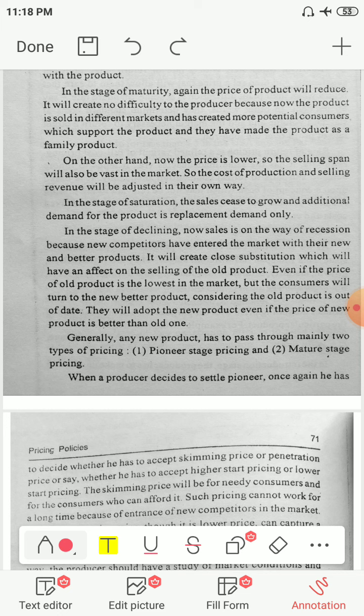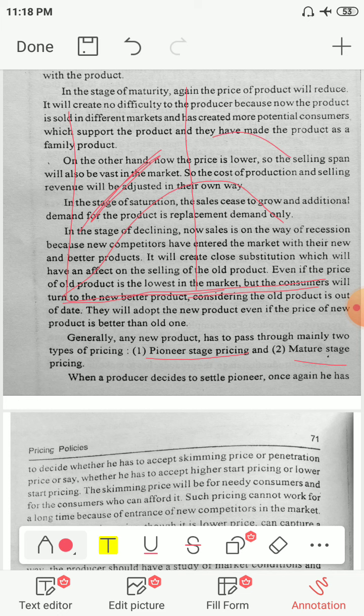Generally, any new product has to pass through mainly two types of pricing. We have done a detailed discussion on the product life cycle, but for the sake of simplicity, we can divide the whole product life cycle into two stages only. The first stage is known as the pioneer stage and the second stage is known as the mature stage. You must know the graph of the product life cycle. It is like this, where there are 5 stages, but here we are making only 2 stages. So first this stage will be known as the pioneer stage and the second stage will be known as the maturity stage.